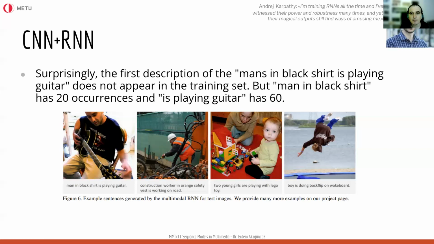So the first description, man in black shirt is playing guitar, does not appear in the training set. However, man appears in the training set, shirt or black shirt appears in the training set, and guitar appears in the training set. So somehow this shows us the capability of what RNNs can do.